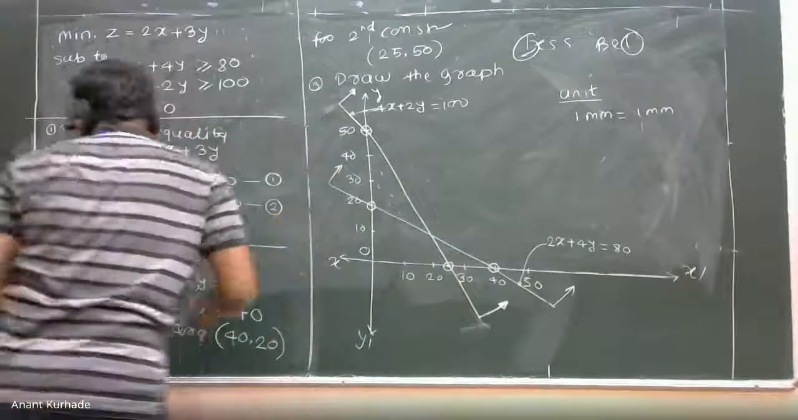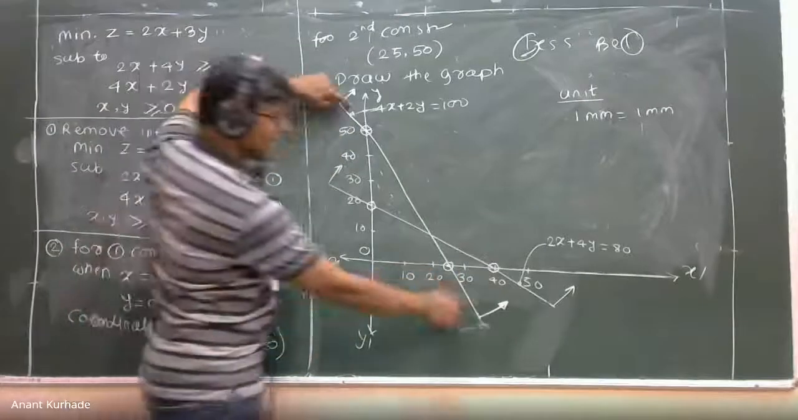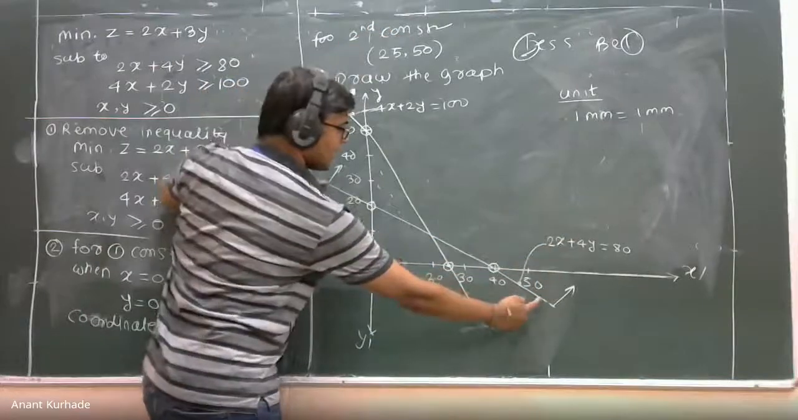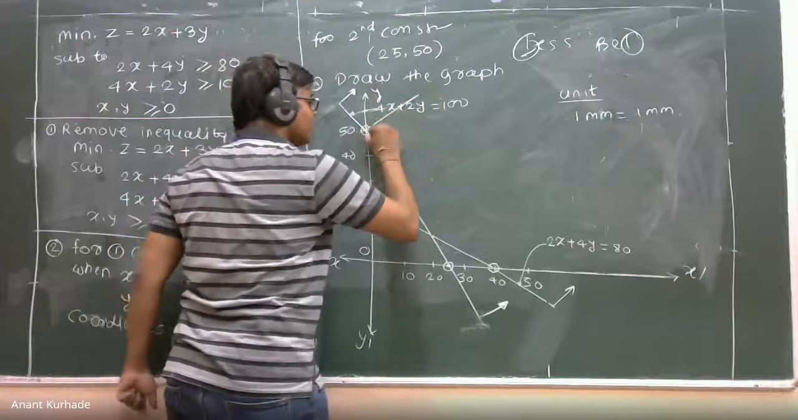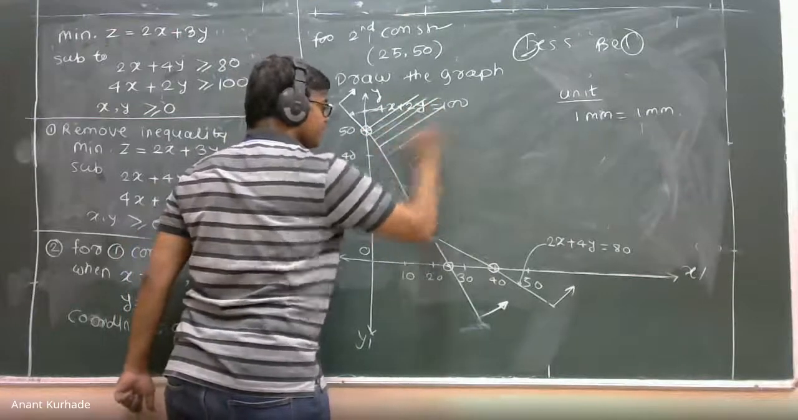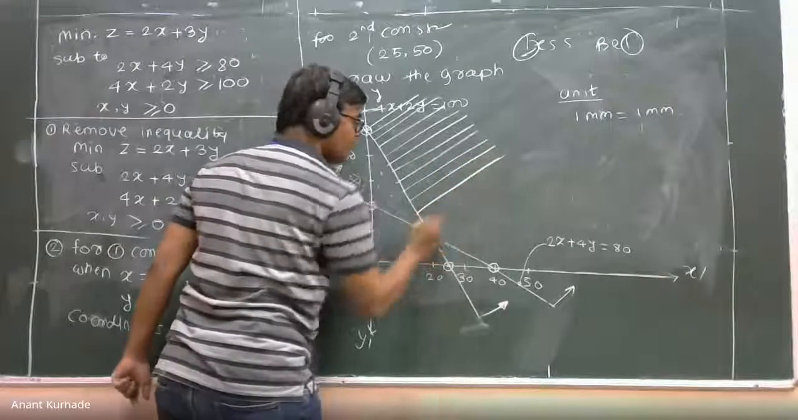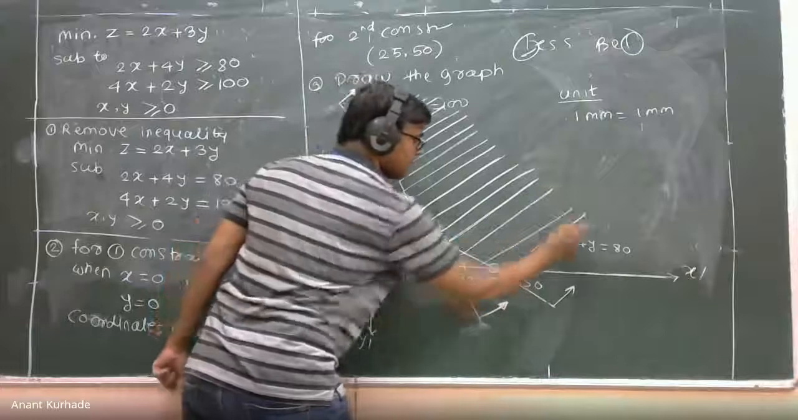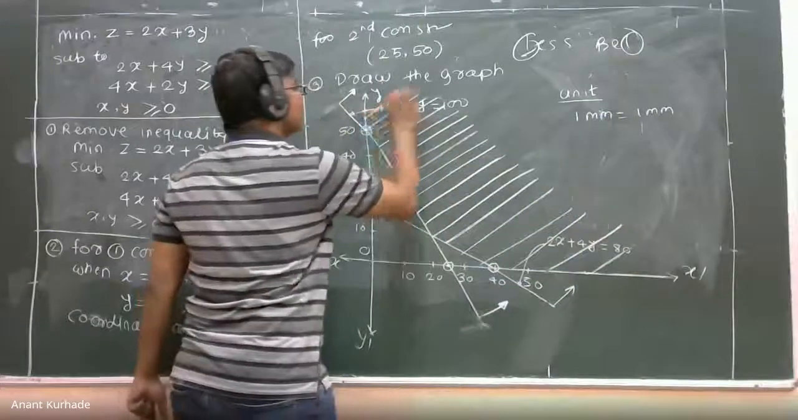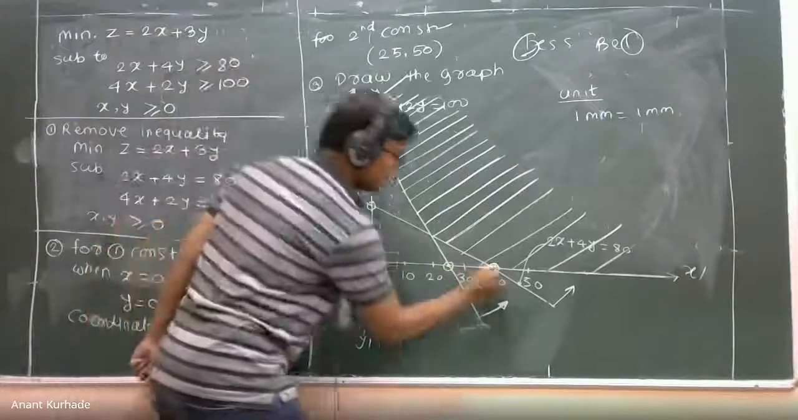So what is the common region? For this line up, and for this line up. So you can show the common region, which satisfies the condition for both the constraints. Correct? Both the constraints. Here you can see this visible region.